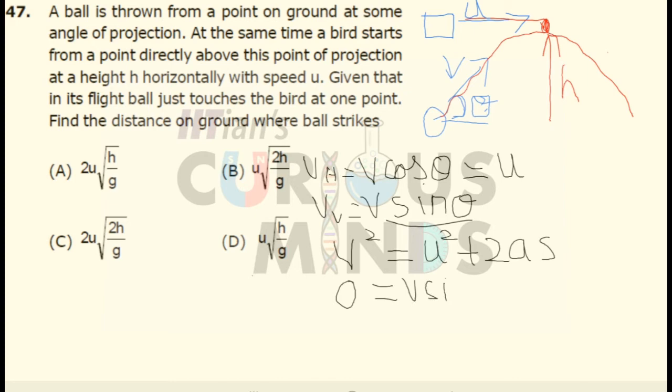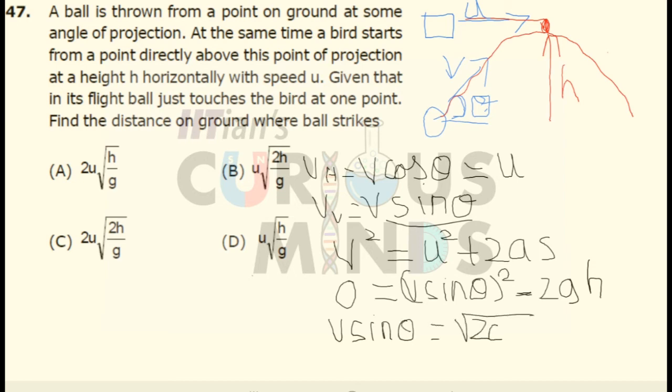In order to achieve a height h, we will use the formula v square is equal to u square plus 2as, only in the vertical direction. Final velocity at the maximum height is 0. Initial velocity is equal to v sine theta, the whole square, minus 2gh. So v sine theta will be equal to root 2gh. Let this be the first equation.